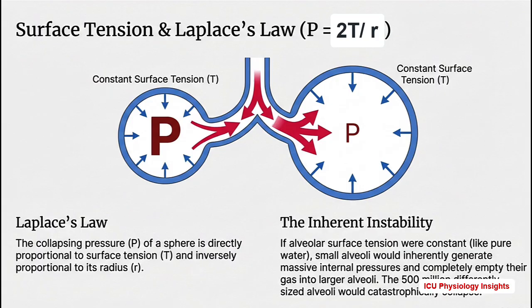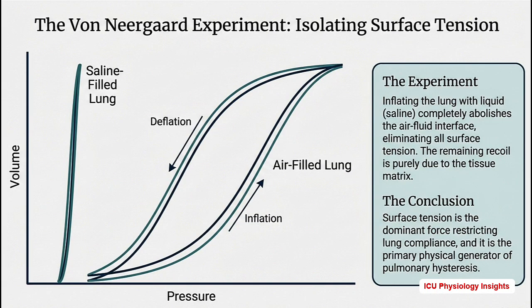Well, the reason lies in a critical biochemical adaptation. This classic experiment elegantly demonstrates the power of surface tension. Look what happens when an excised lung is filled with saline, completely abolishing the air-liquid interface. The pressure-volume curve totally transforms. Notice how much more compliant it becomes, and how that hysteresis almost vanishes?